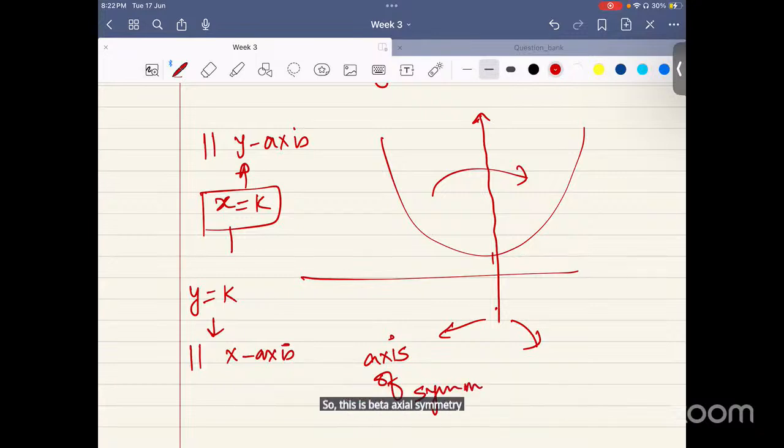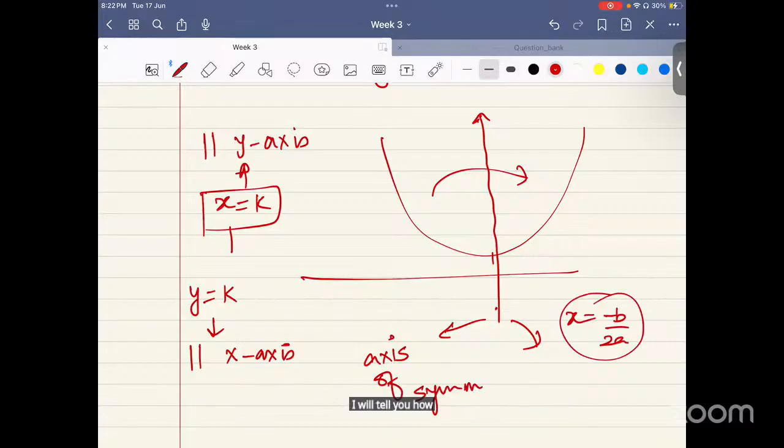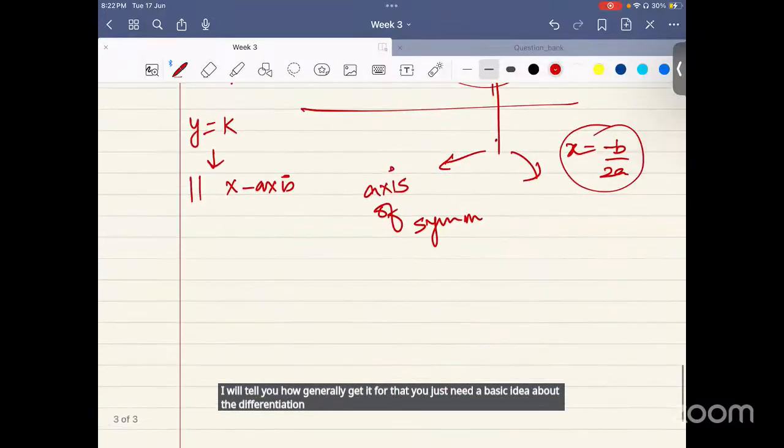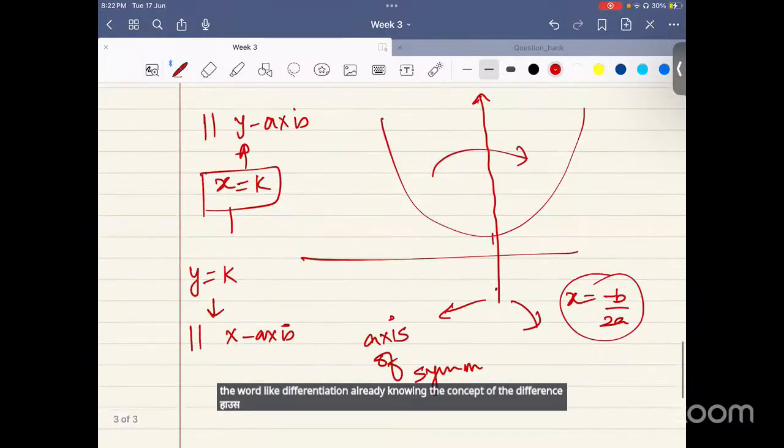Now, in the lectures, I guess the formula is directly written as x equals minus b by 2a. I'll tell you how you generally get it. For that, you just need a basic idea about differentiation. I hope you would have heard the word differentiation, or already know the concept. That is how you generally get the equation of this straight line that is parallel to the y-axis, so that if you fold your parabola, it should exactly match.